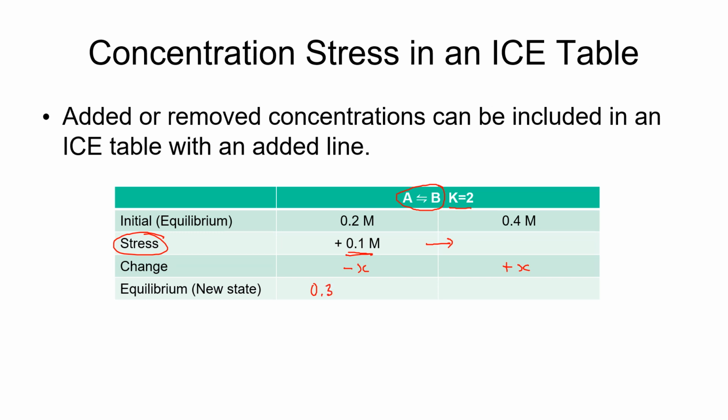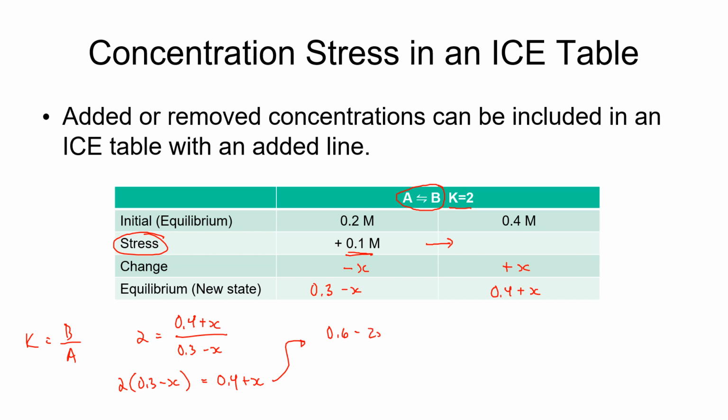So it would be 0.3 in total there minus X for equilibrium of the new state, and 0.4 plus the X on the other side. So you can put that into our expression. Our K is going to be the concentration of B over A. The constant is 2. The concentration of B is 0.4 plus X, and the concentration of A is 0.3 minus X. And then we can move some things around here. So 2 times (0.3 minus X) equals 0.4 plus X. And we'll go up here to finish this off. So this would be 0.6 minus 2x equals 0.4 plus x.